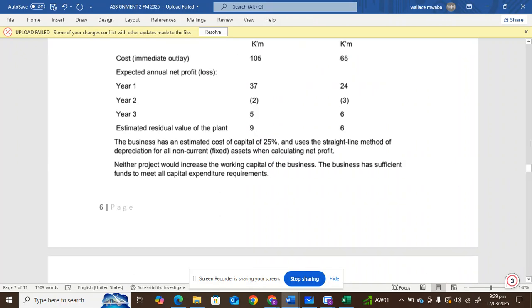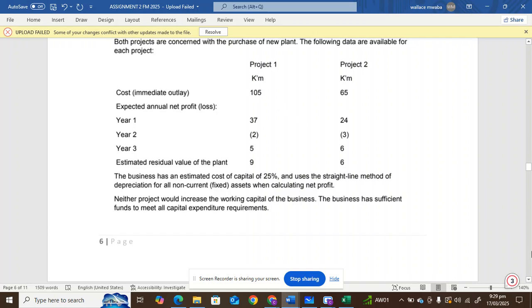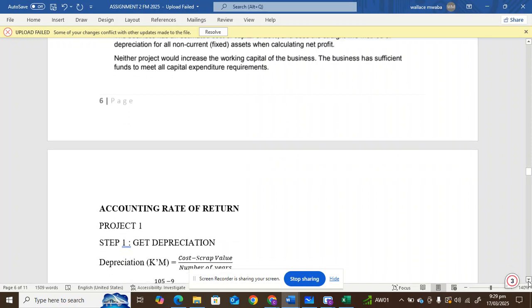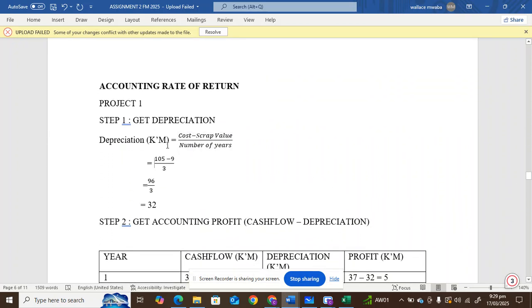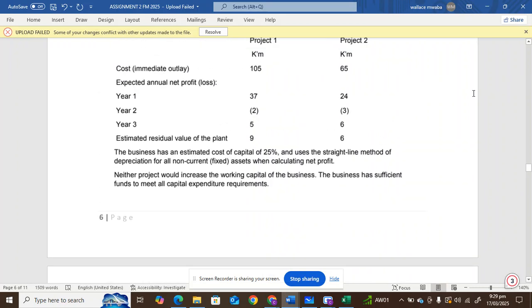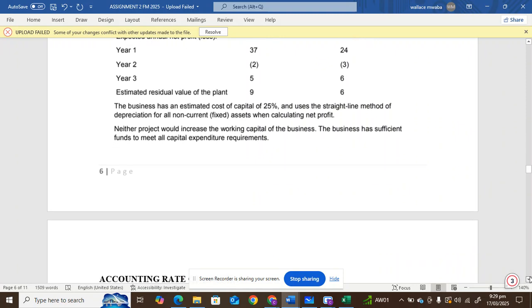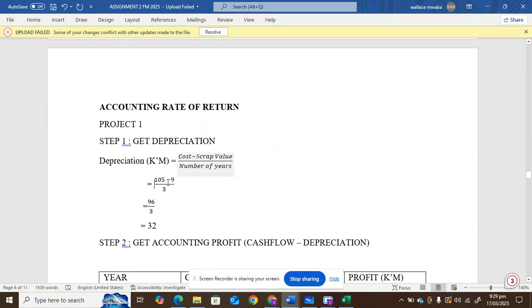For project one, we saw the cost here is 105 million. The scrap value is what they told us, the estimated residual value: how much you can get after you use the machine for 3 years and then sell it. Number of years, 3 years. So you do 105 minus 9, you get 96. 96 divided by 3, you get 32.